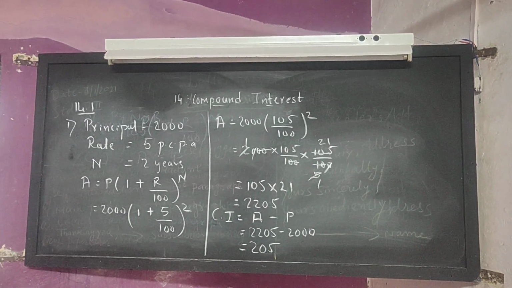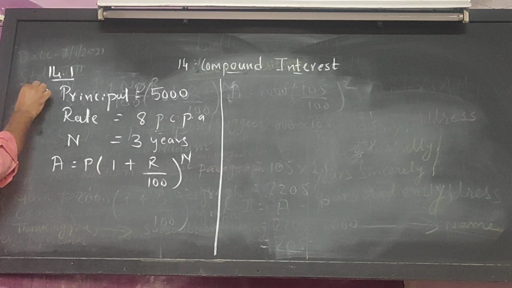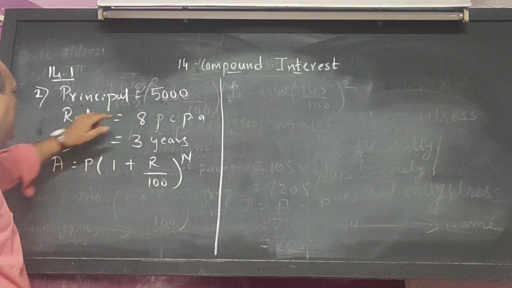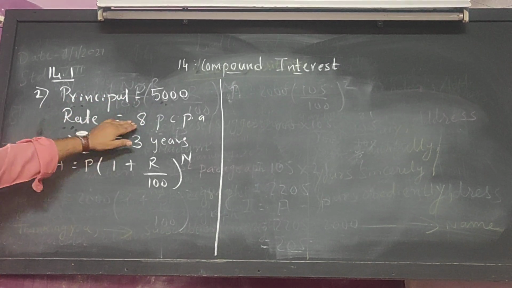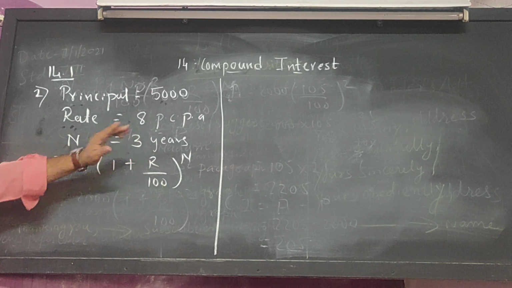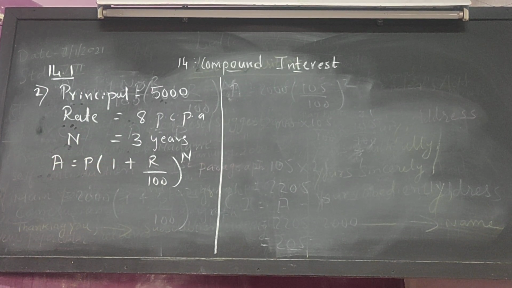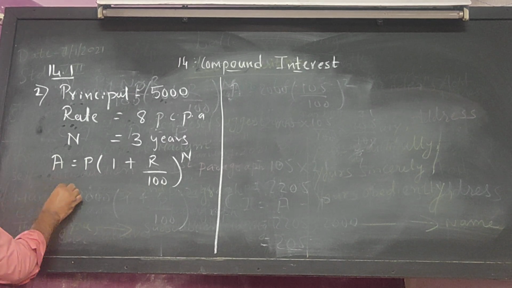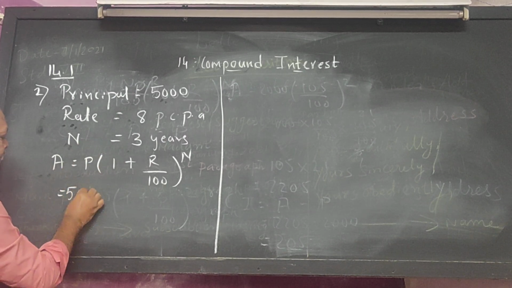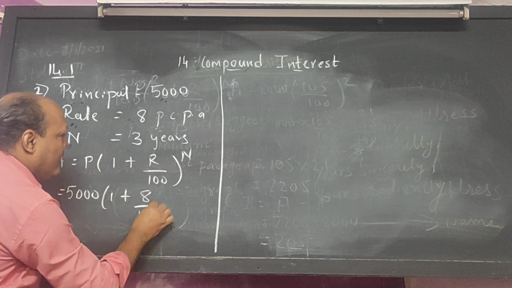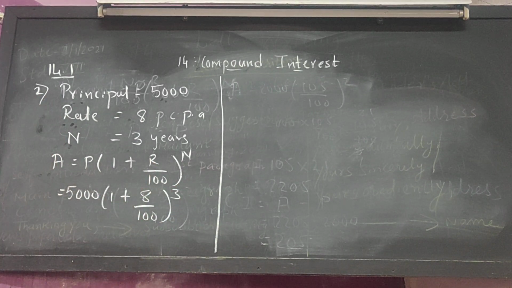Now we will go for the second sum. Your principal is given to you, 5000. Rate R is given to you, 8 PCPA. N is given to you, 3 years. Amount is equal to, the formula you know, P bracket 1 plus R upon 100 bracket raised to N. The principal is 5000, 1 plus R is 8 upon 100, N is 3. I hope all of you understood here.